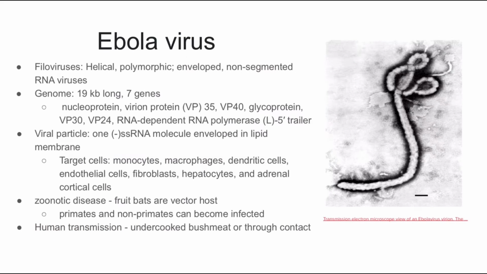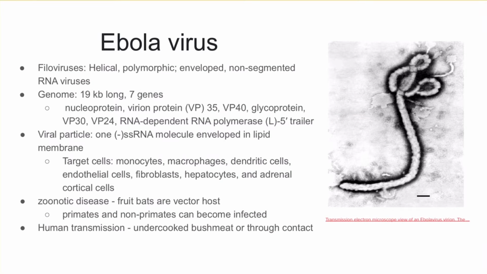The Ebola virus is a part of the filovirus family. It's helical and polymorphic. It's an enveloped, non-segmented RNA virus. Its genome is 19 kilobases long with 7 genes. The 7 genes are the nucleoproteins, virion proteins 35, VP40, glycoprotein, VP30, VP24, and RNA-dependent RNA polymerase trailer. The viral particle is a single strand negative sense RNA molecule enveloped in the lipid membrane.